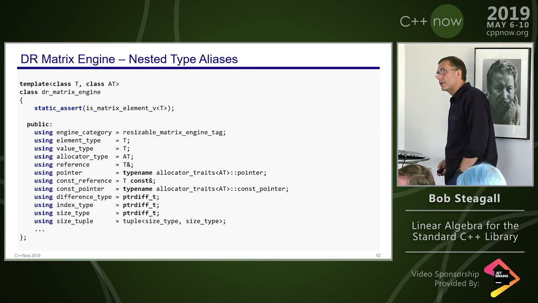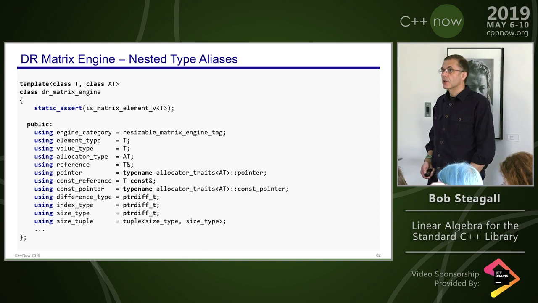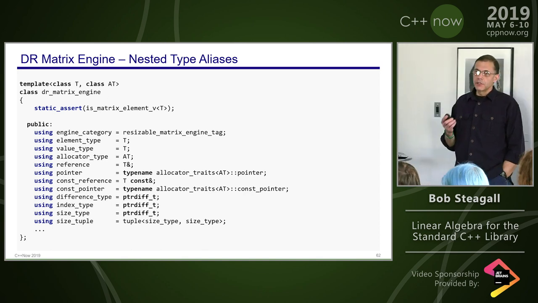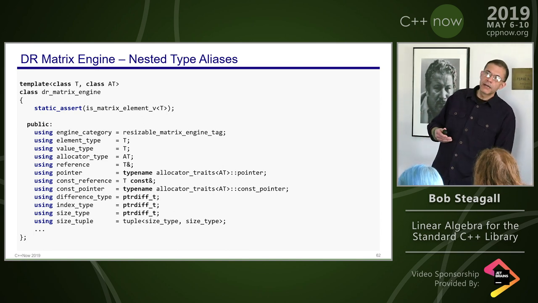So Zach's comment is that in the specifications for newer containers and container adapters, they no longer extract size type and difference type from the allocator. Instead, they specify it directly. Am I getting that right?